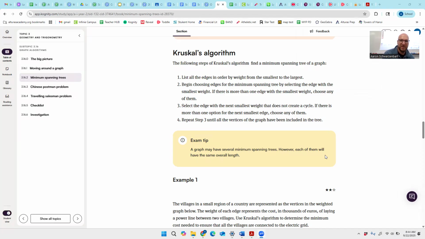Exam tip. A graph may have several minimum spanning trees. However, each one of them will have the same length. Okay? So you can define it however you want. It should have the same length.